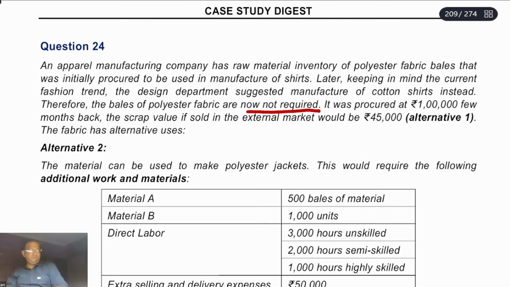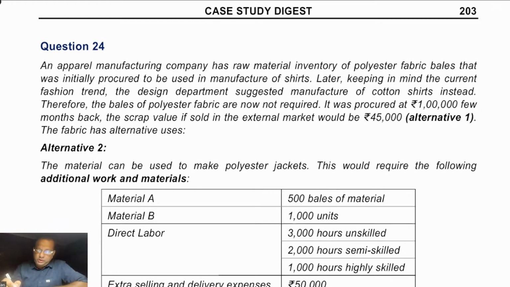Now, please understand, we are an apparel manufacturing company. We are a ready-made garment company. We are having stock of polyester fabric that will be used in the manufacture of polyester shirts. But the recent fashion trend is, instead of polyester shirt, the customer has now shifted to cotton shirts. Therefore, whatever stock of polyester fabric we are having is now not required.